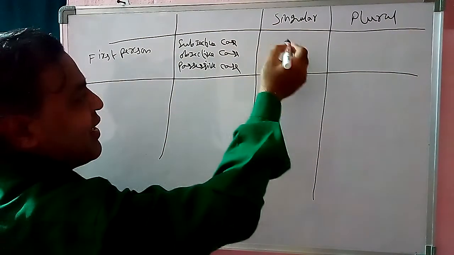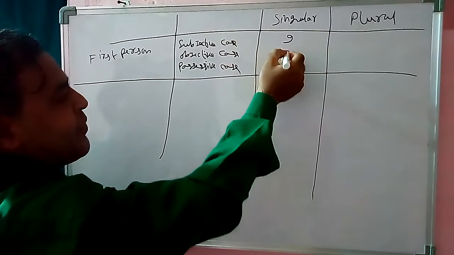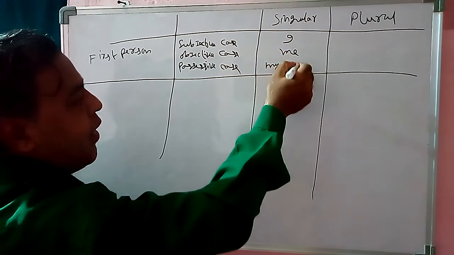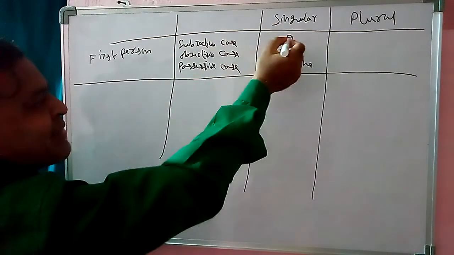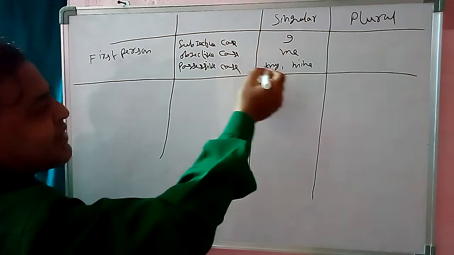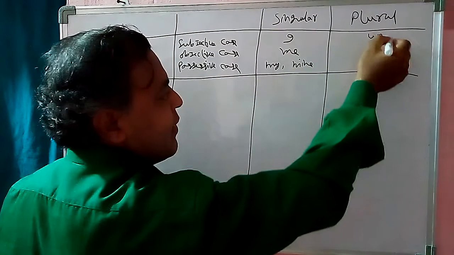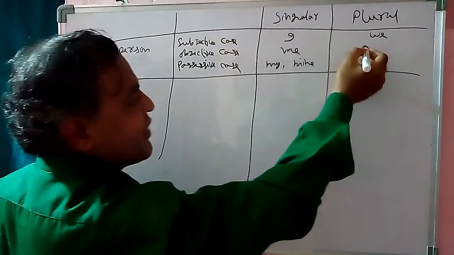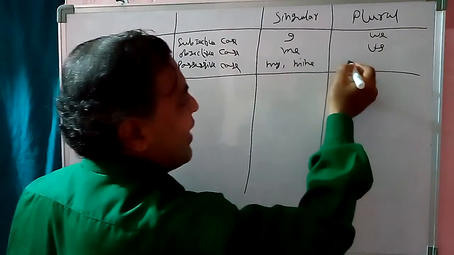First person singular, subject case, I. Object case, me. Possessive case, my, mine. Plural, we. First person plural, subject case, we. Object case, us. Possessive case, our.